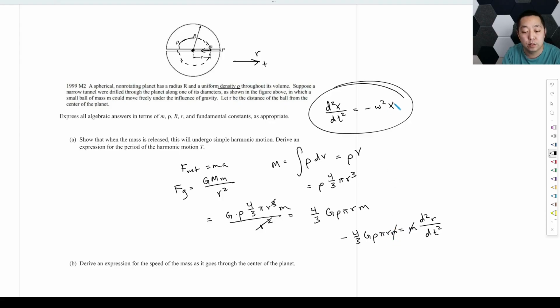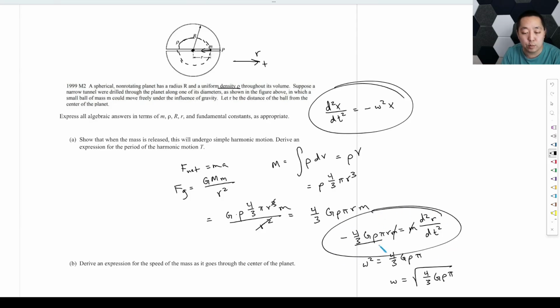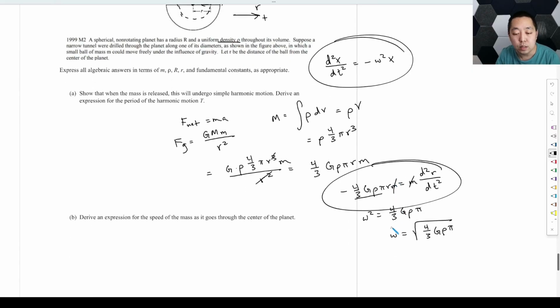That's what we want. So our omega squared is going to be all these other values in here, which is 4/3 G rho pi. And so omega is going to be the square root of that. This setup right here shows harmonic oscillation because it's a restoring force that's proportional to the displacement. And then we're just now finding the period is 2 pi over omega, which is 2 pi times the reciprocal of this, 3 over 4 G rho pi, under the square root, like that.